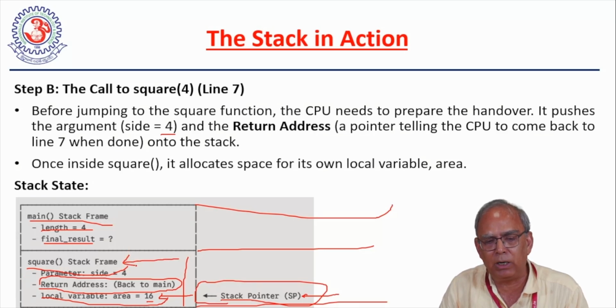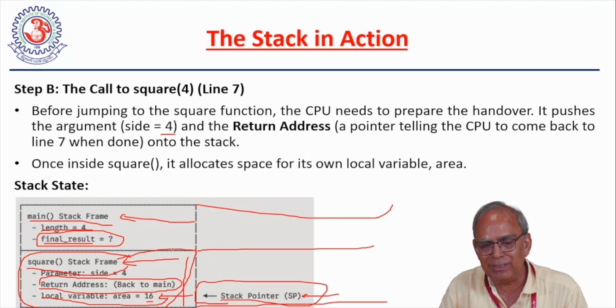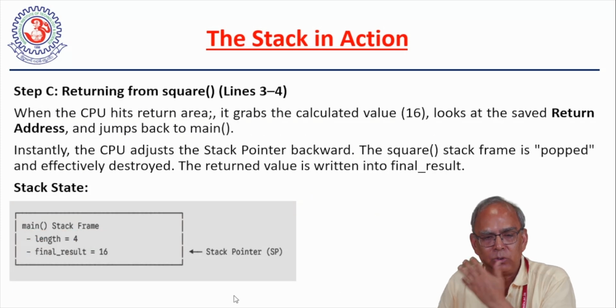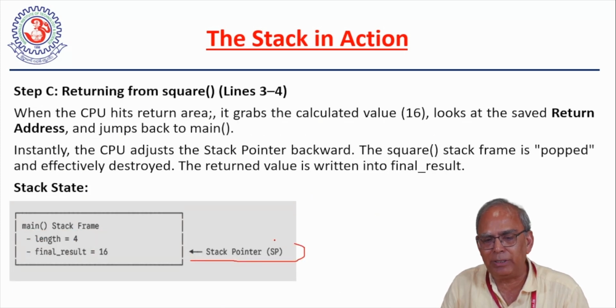Once this function call is completed, remember this entire frame needs to be destroyed. Once it is destroyed, it requires the address where it will go back. So it will return here to the stack frame where it was called. Once this is deleted, the stack pointer will move here automatically, knowing which address it needs to return to. That is the stack in action. Now the stack pointer is pointing to the final result, which is 16.